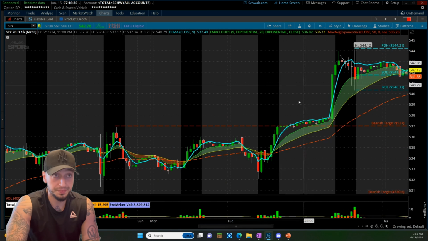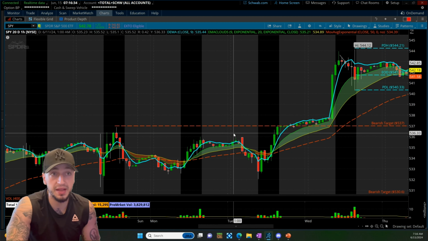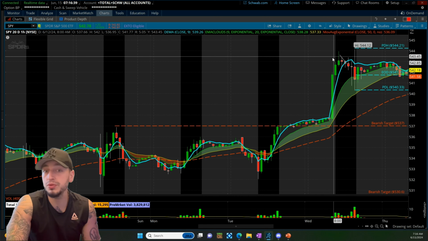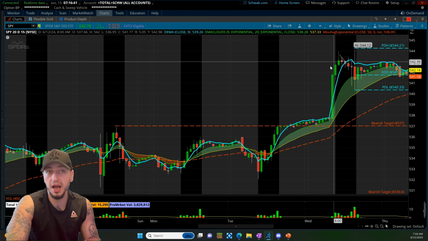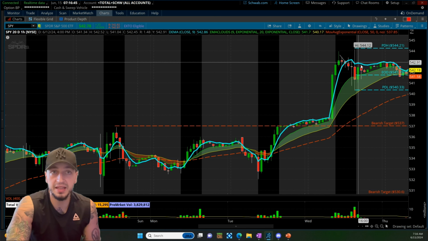So this is what the market looked like. We had this level at 537 that we broke out of earlier in the week. We got a massive large gap up due to CPI. The market responded very well to it. You can see we get this rally and then consolidation.